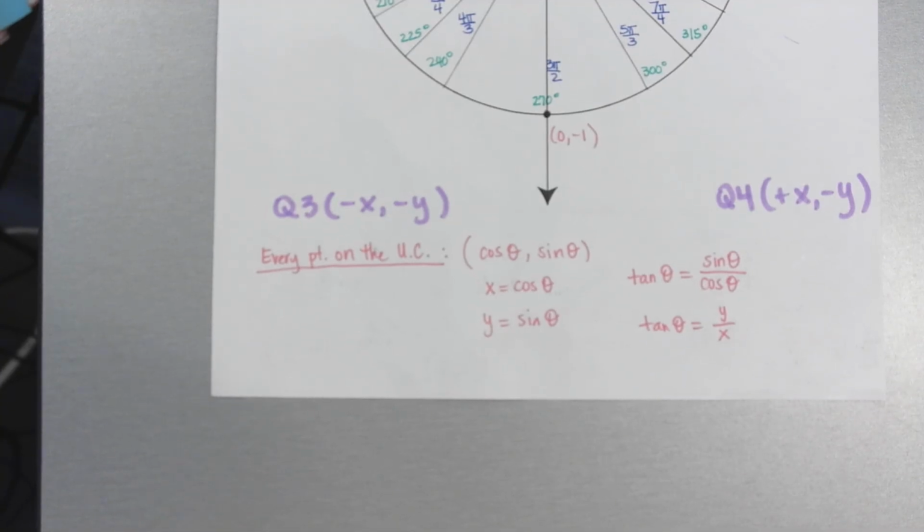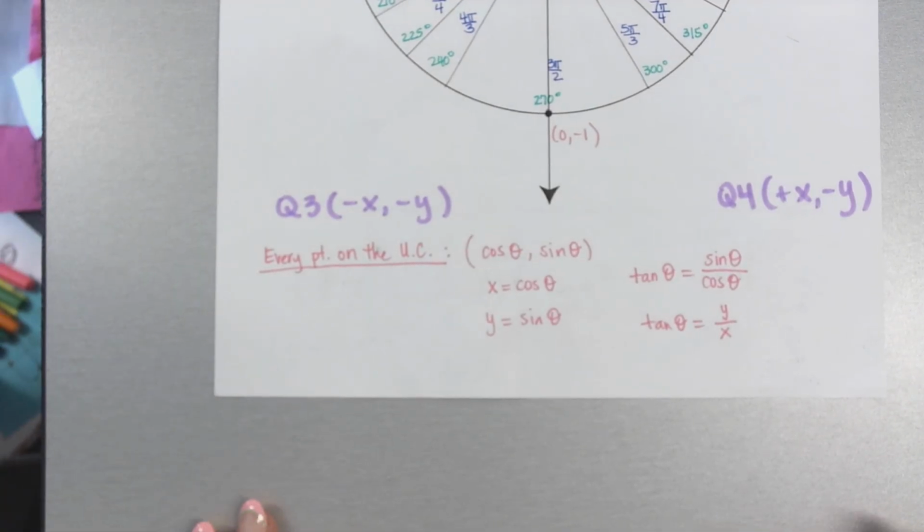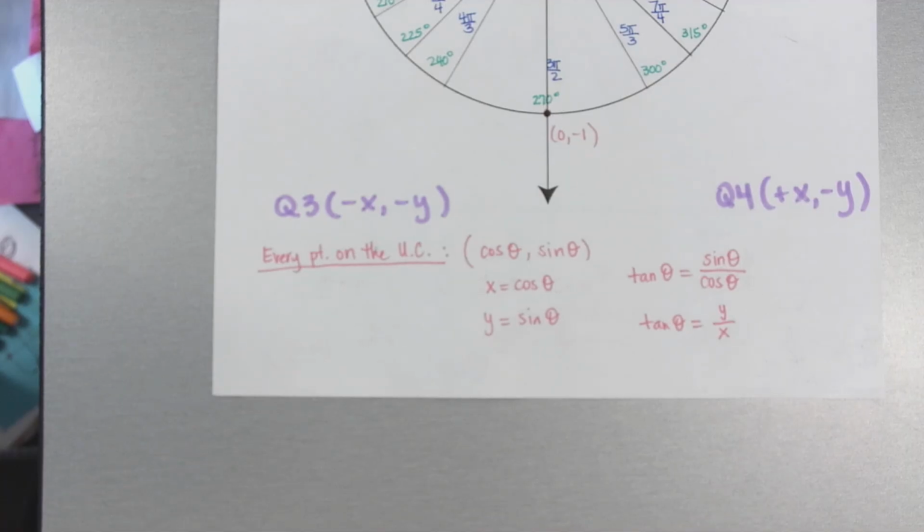Okay, and then we are going to be finding values of sine, cosine, and tangent with the unit circle. Today we're just going to look at two quick things. Okay, so I promise you we're not going to do too much.